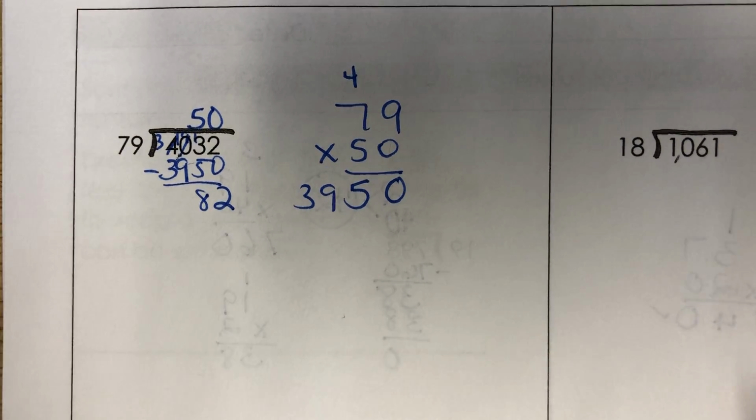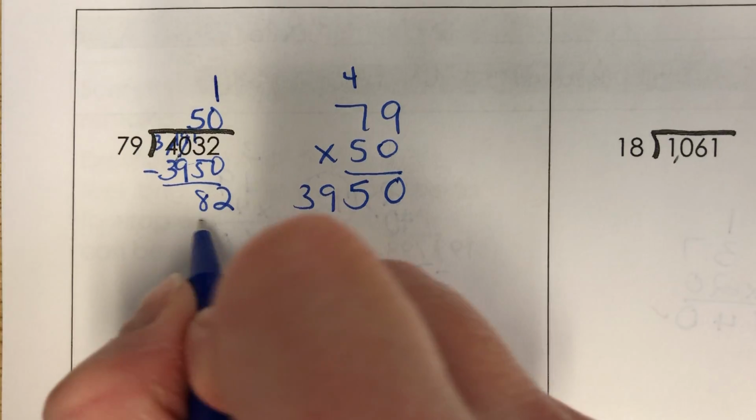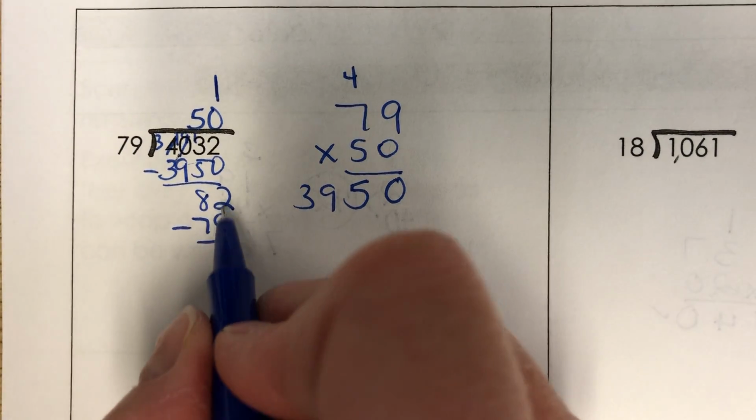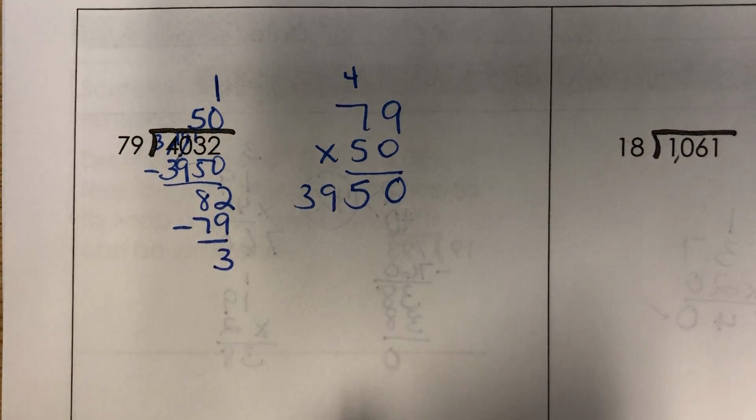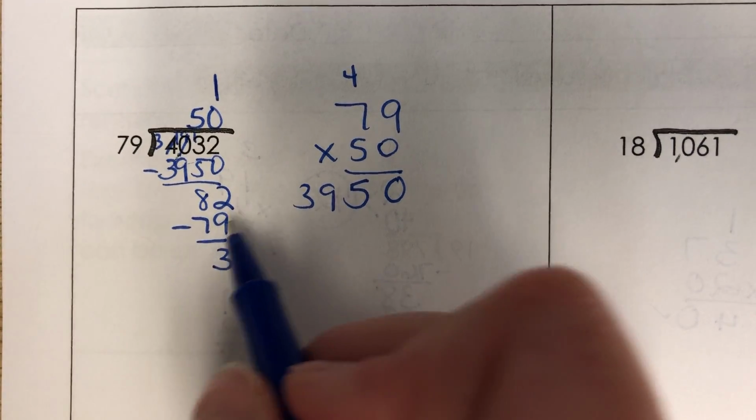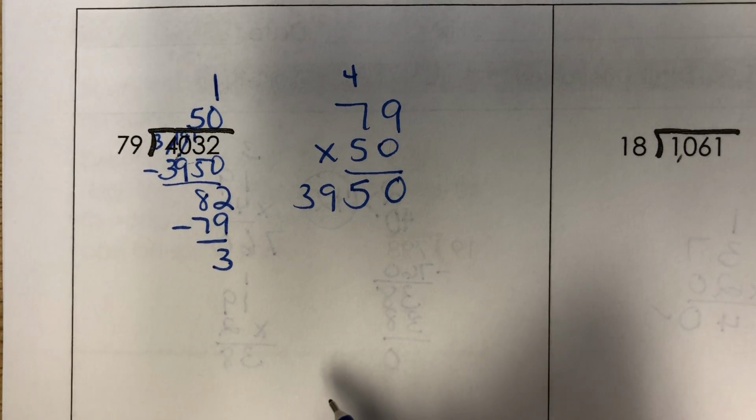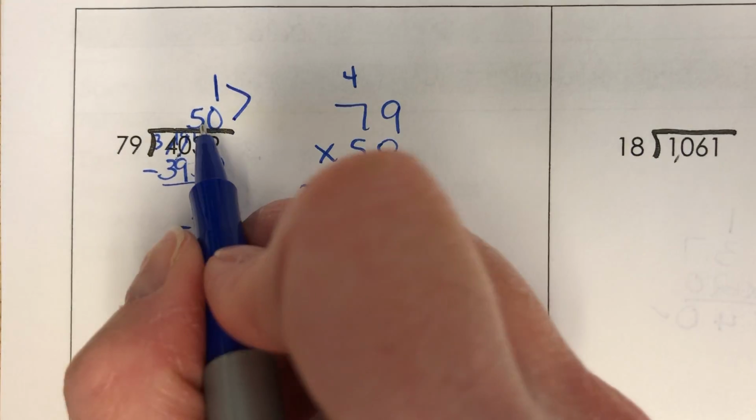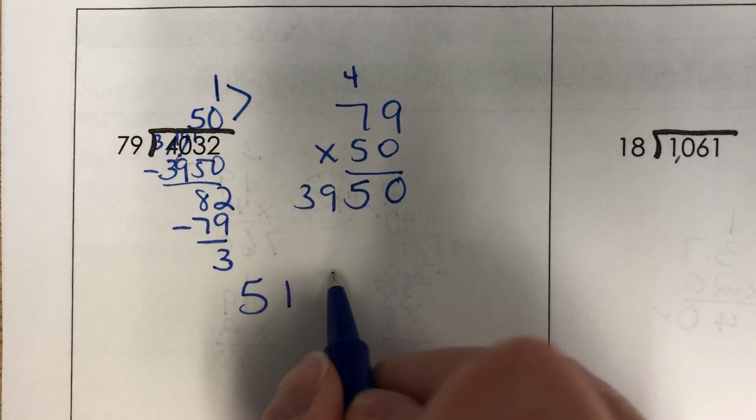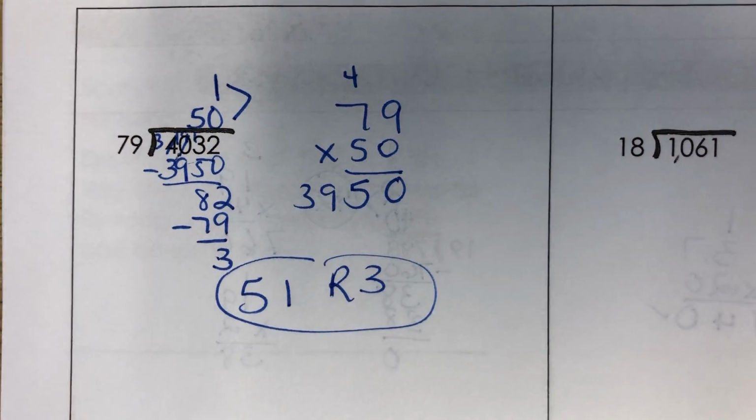We have 82 left. How many times will 79 go into 82? Just 1 time. And 79 away from 82, it's 3 away from 82. Yes, you could borrow, or you could just say 79, 80, 81, 82. It's 3. 3 is less than 79, right? That means this is going to be a remainder. So our final answer would be 50 plus 1, which is 51. Remainder 3, because that's what's left over.